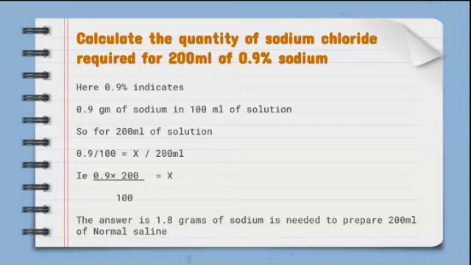Or you can go according to the formula: 0.9 in 100 ml, so 0.9 divided by 100 is equal to x by 200. If you keep x on one side and move all the numbers to the other side, 0.9 into 200 divided by 100, you get the same answer. Or you can go logically that 100 ml contains 0.9, whereas 200 ml contains 0.9 into 2. Got it? So the answer is 1.8 gram of sodium is needed to prepare 200 ml of normal saline.